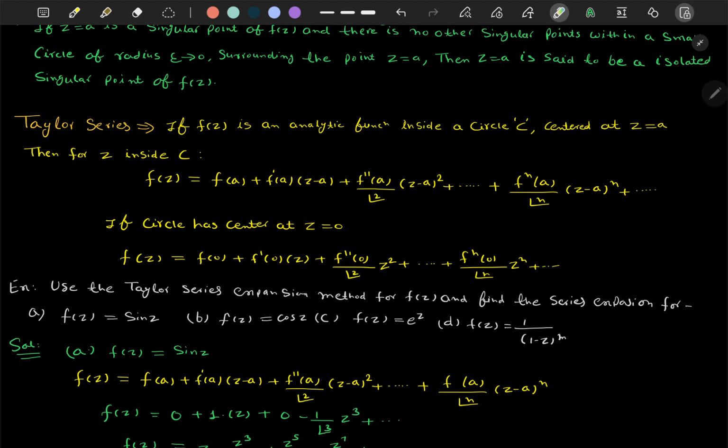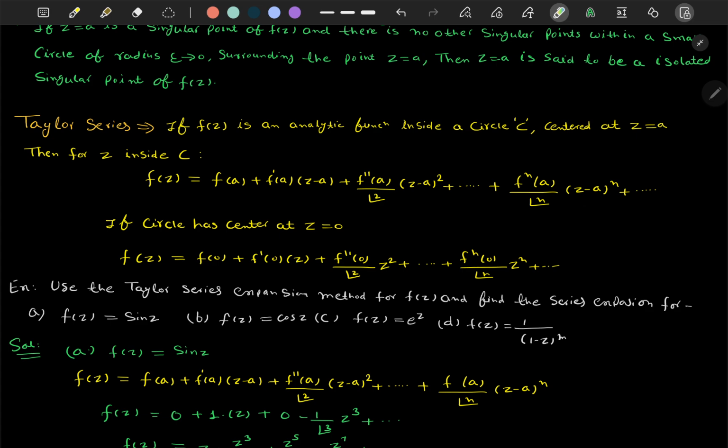Now we'll study Taylor series. We have studied it earlier in our previous classes, but here we are again going to study Taylor series. What is Taylor series? f of z is an analytic function inside a circle C, and the circle has its center at z equal to a. So for z inside that circle, inside that region, f of z will be f of a plus f dash a into z minus a plus f double dash a by factorial 2 into z minus a square, and it will continue to f n a by factorial n into z minus a to the power n.